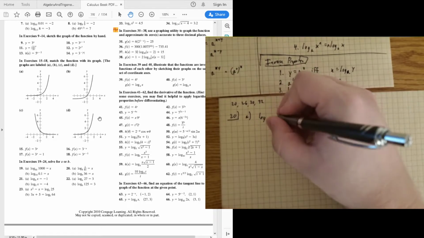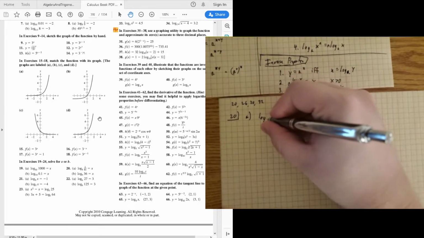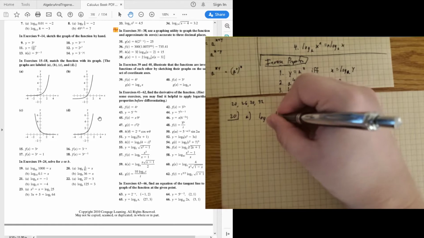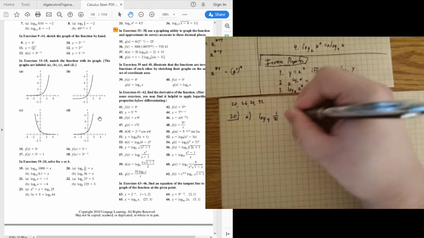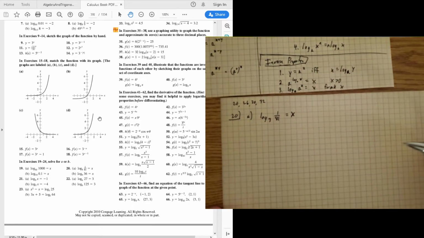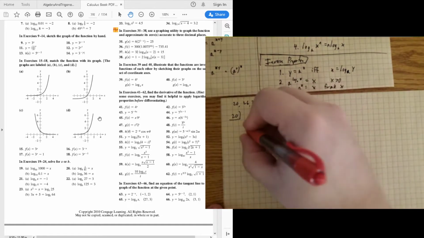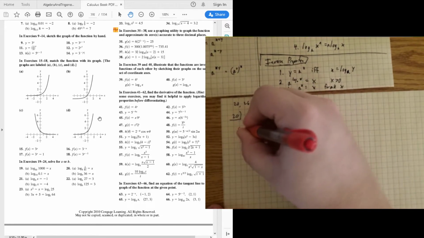log base 3 of 1 over 81 equals x. Now, with enough practice, I know the answer is -4, but let's showcase how to use properties to get to that answer. So, first steps. I'm going to take this function, I'm going to perform a rewrite using inverse properties.